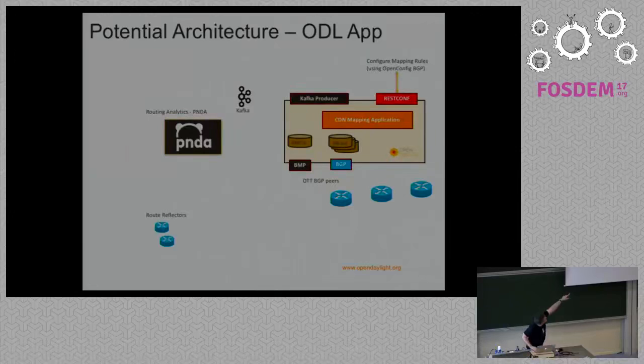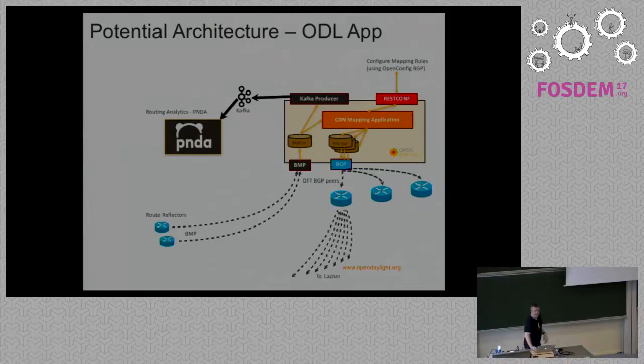And so you configure the mapping rules using the RESTCONF API. There's a mapping application inside ODL. The routes come in from the route reflectors using BMP. They flow into the mapping application. They also, via Kafka, flow out into PNDA if you want to do analytics on them. And then from the mapping application, we push into the RIBs, one RIB for each of the different CDN providers because they can have different rules. And then the routes flow out to them.